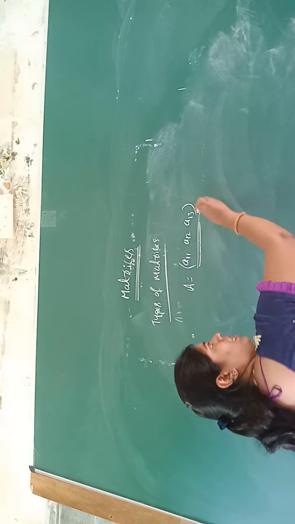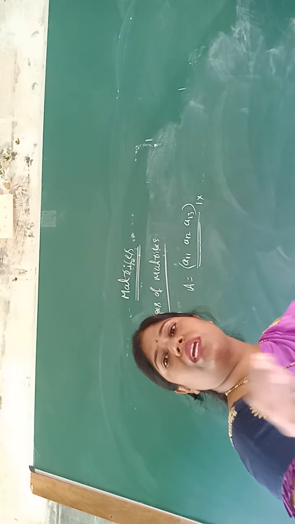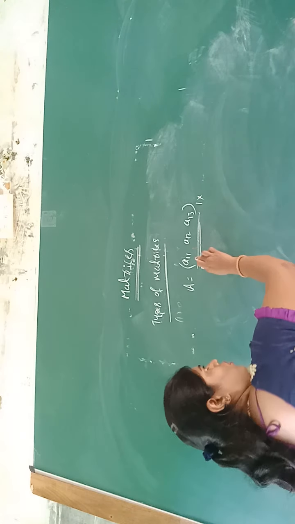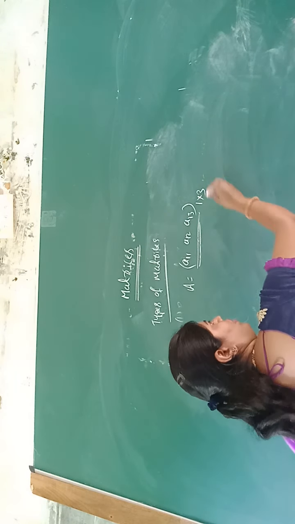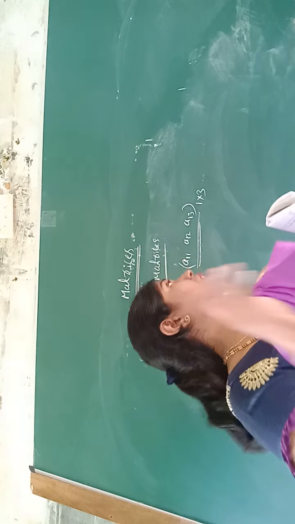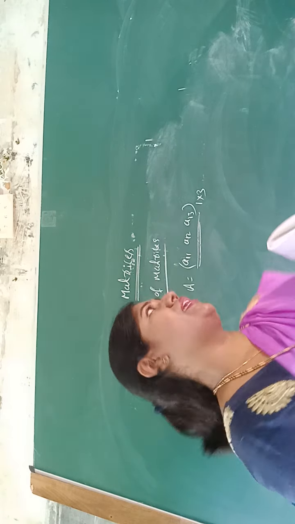What is the order of the matrix? Here one row. How many columns? It is forming three vertical lines. So 1, 2, 3. So the order of the matrix is 1 cross 3. So the row matrix definition is: a matrix having only one row is called a row matrix.